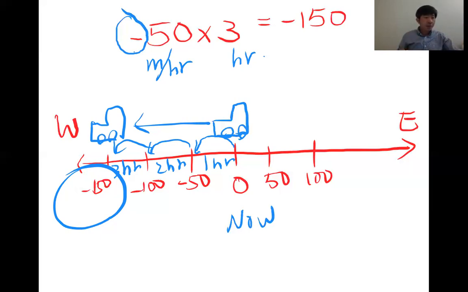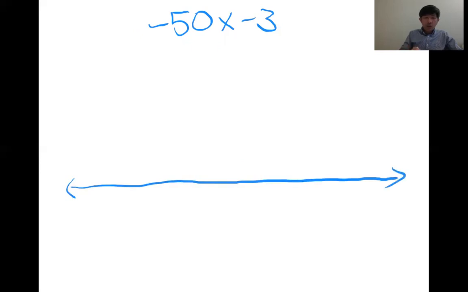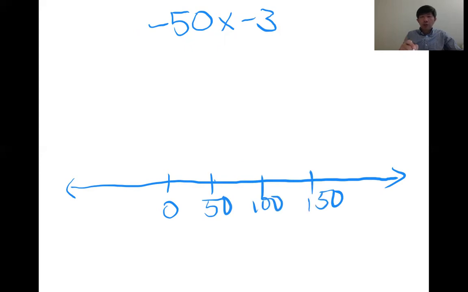Now here is another example. Now here we're gonna move into negative times negative, right? This is the answer we want to find out. Why is a negative times a negative equal to a positive on the number line? So now we have 0, 50, 100, and 150. So procedurally, negative times a negative is a positive 150, right? And how do we explain this? Using a number line, explain this to children, okay?